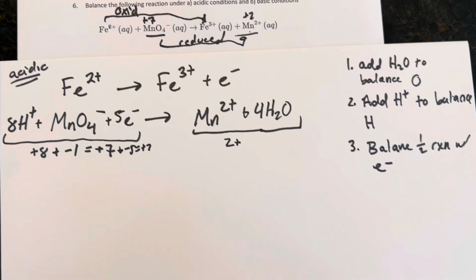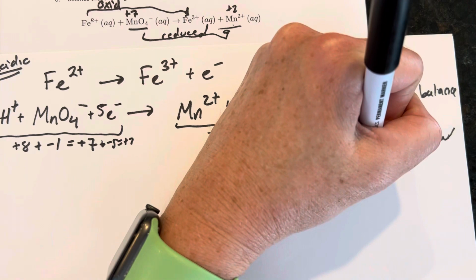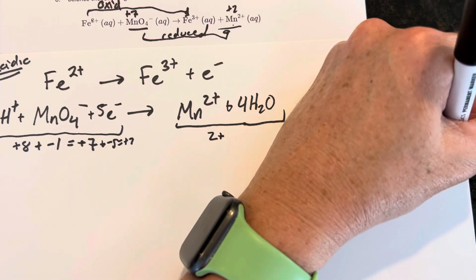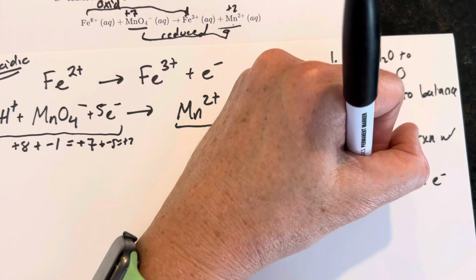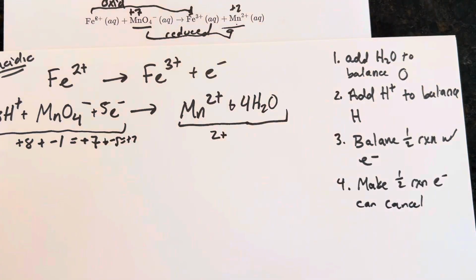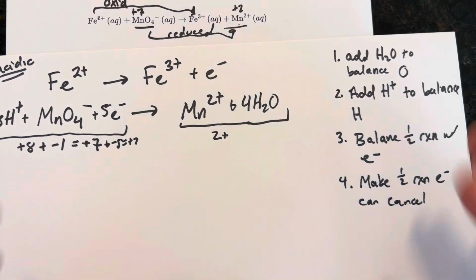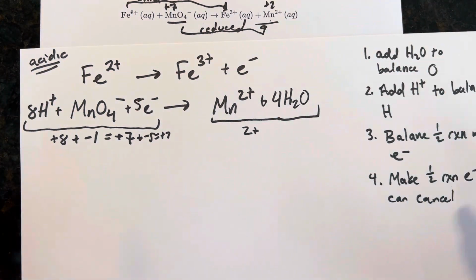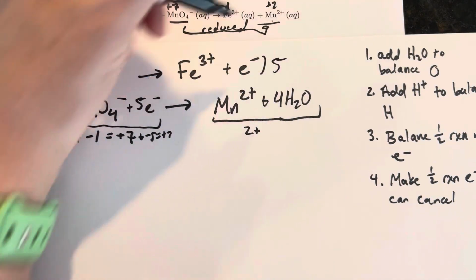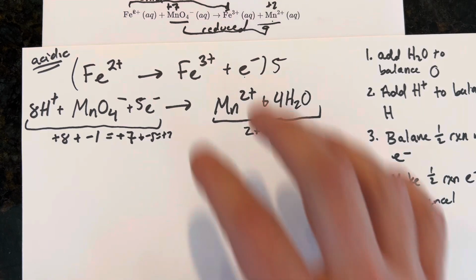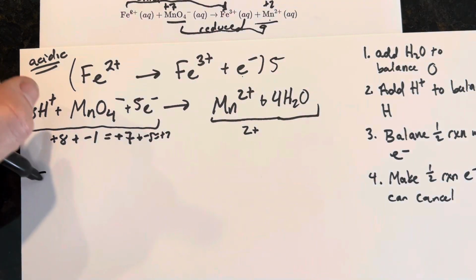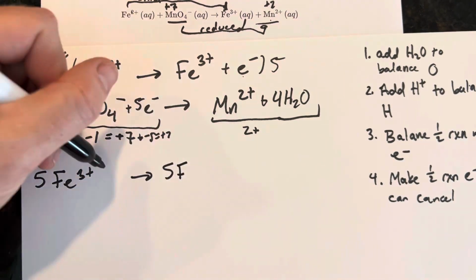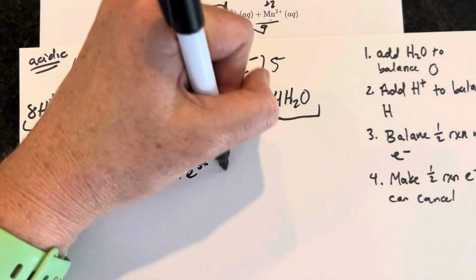All right, so last but not least, we gotta make sure that in each half reaction, electrons can cancel. They can only cancel if they're the same number. So up here I have 1 electron, down here I have 5 electrons, that's not gonna work. So I can multiply both by something or 1 by something, whatever. The easiest thing I see is to multiply all of these by 5, and that will give me 5 electrons here eventually. So when I do that, what I get is 5 Fe2+, yielding 5 Fe3+, plus 5 electrons.